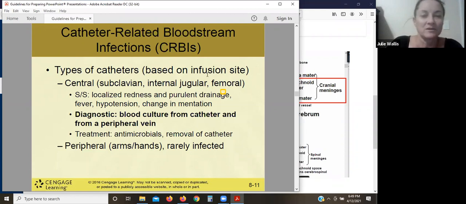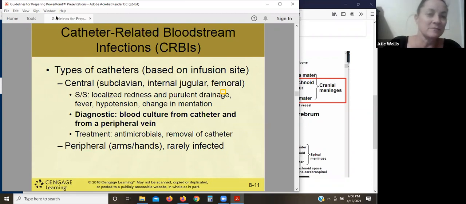It depends on the infusion site or where the catheter is located, but if it's in the central line, it can be the subclavian vein, the internal jugular, or the femoral. Signs and symptoms would be localized redness, purulent drainage, which is a thick, milky discharge from the wound. Yummy. Fever, hypotension, which is low blood pressure, change in mentation, change in mental status. Diagnostics can be blood culture from the catheter and from a peripheral vein.